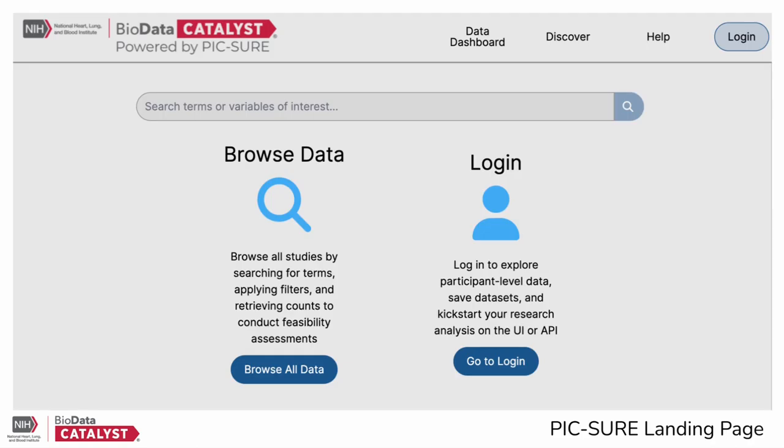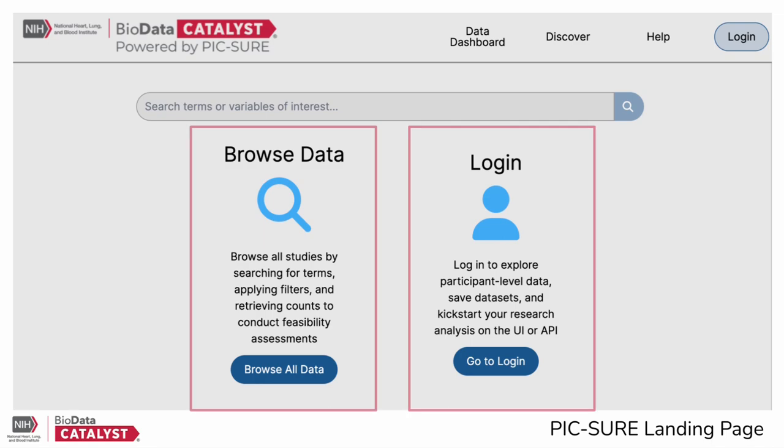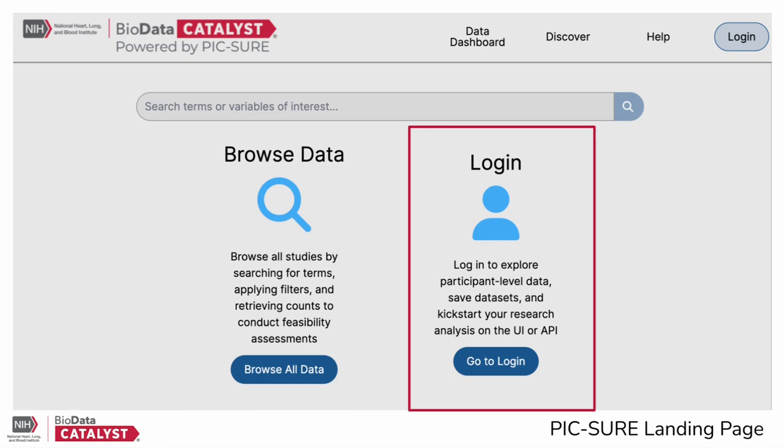When you navigate to PIC-SURE, you will be taken to this landing page. Here, you have the option to browse all available data on BDC, or to log in for more functionalities such as exploring participant-level data. Let's review these two options.